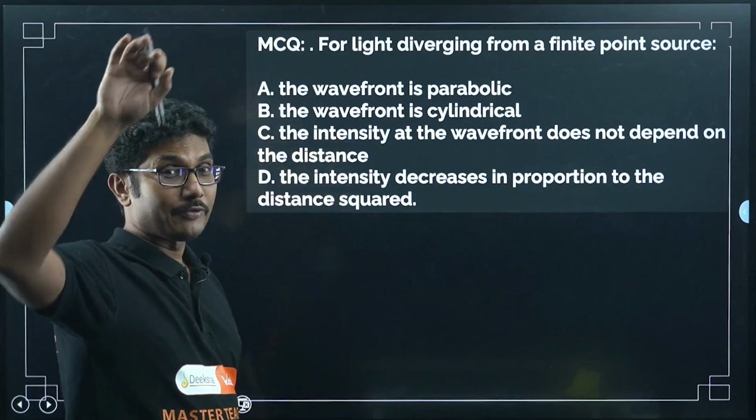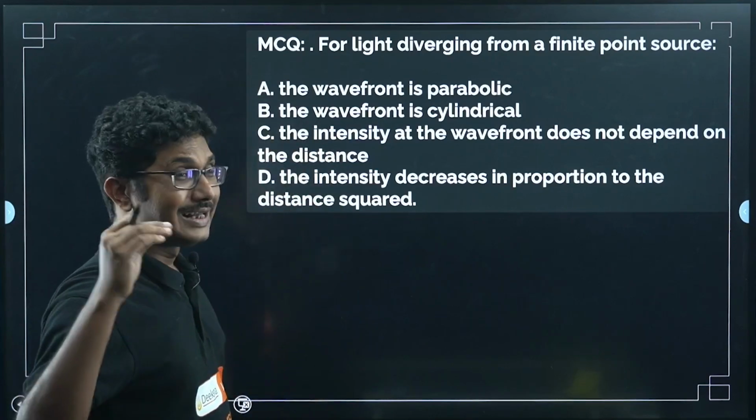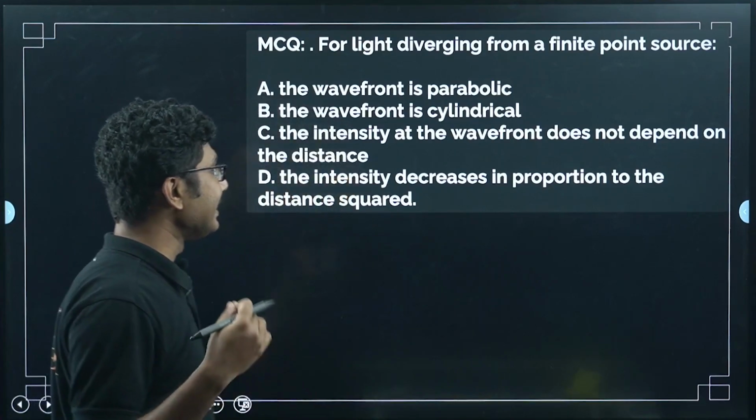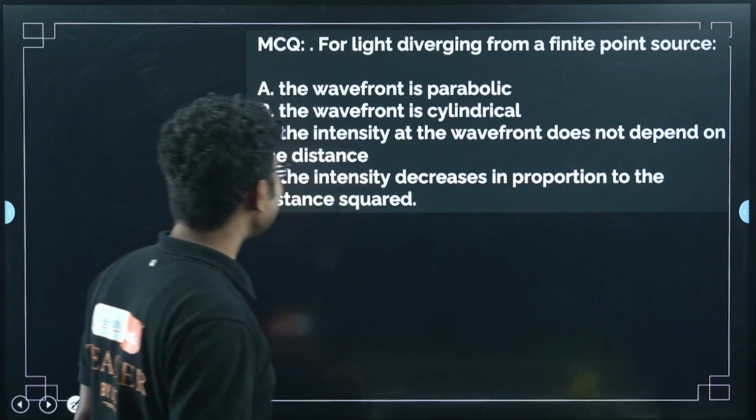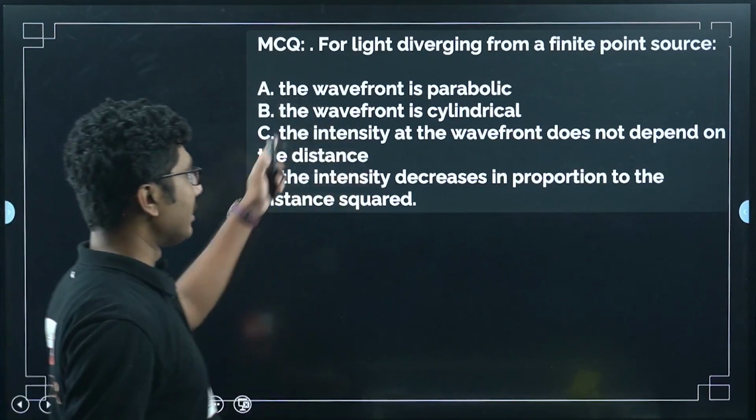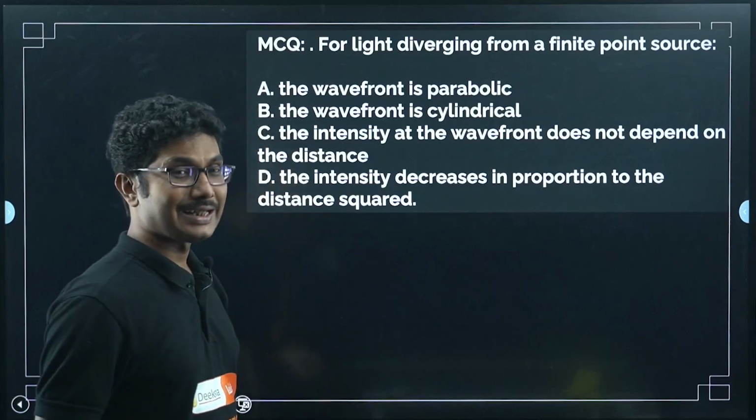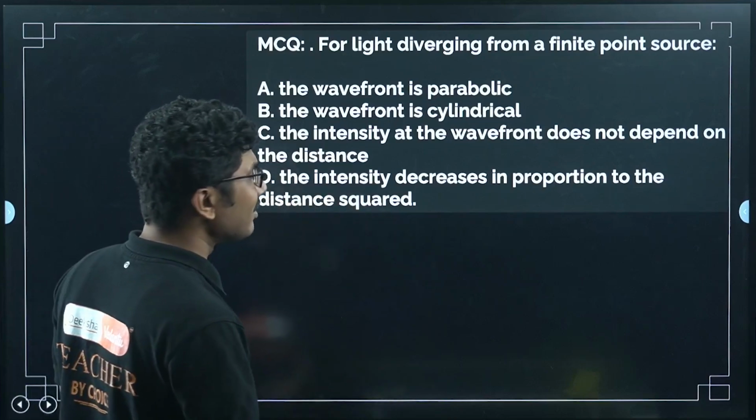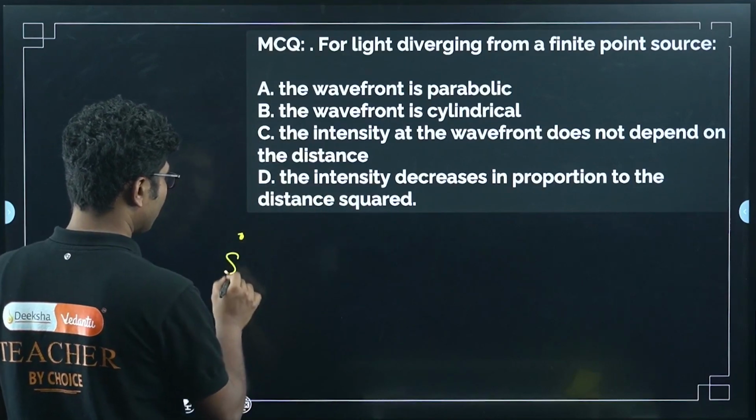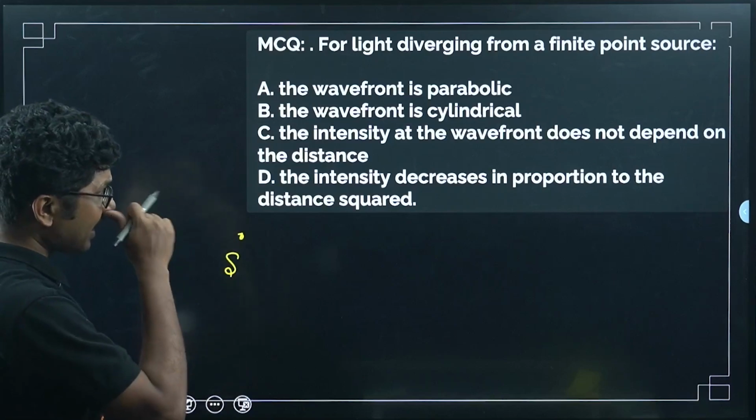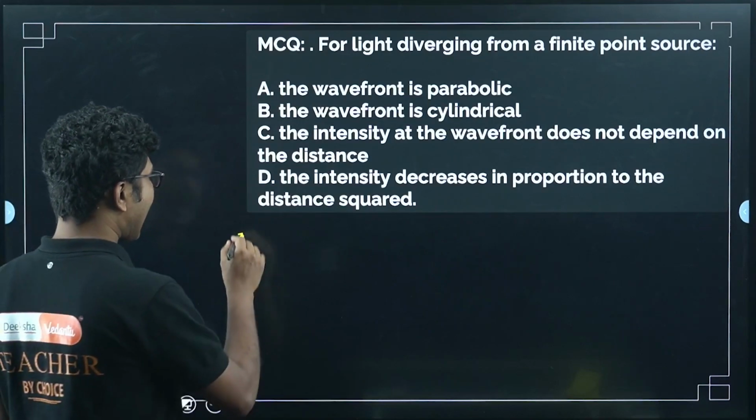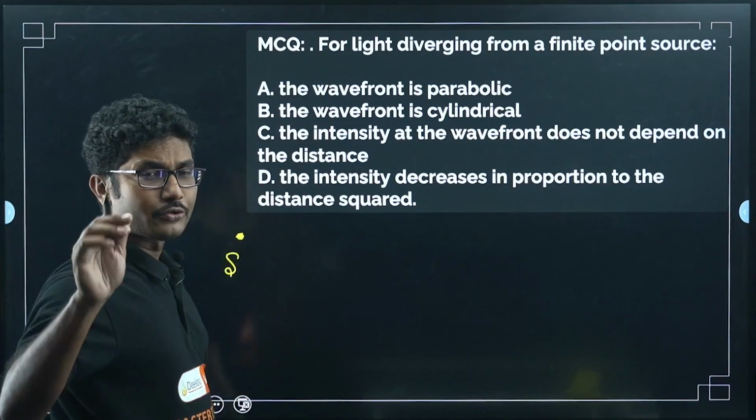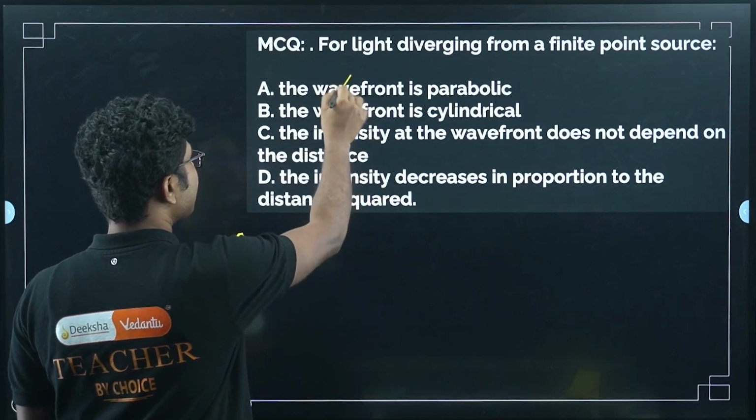Now, this is also from your previous year question. The wavefront is cylindrical. The intensity of the wavefront does not depend on the distance. The intensity decreases in proportion to the distance squared. Even though these wavefront related options are incorrect, there is a certain option that is correct. Suppose this is your source, a finite point source. A finite point source means the light will obviously be spherical in nature. So these two options are obviously incorrect.